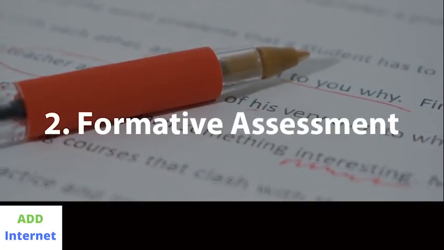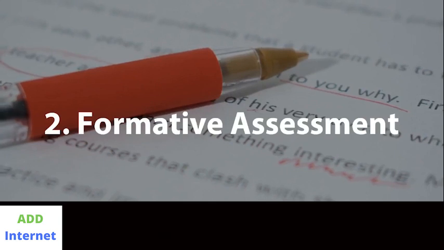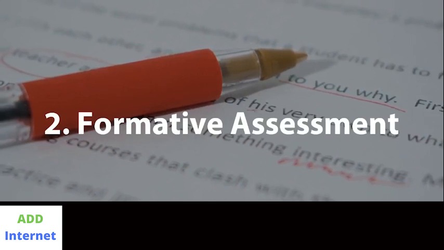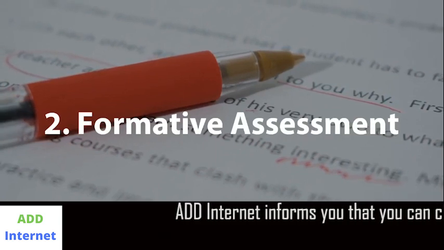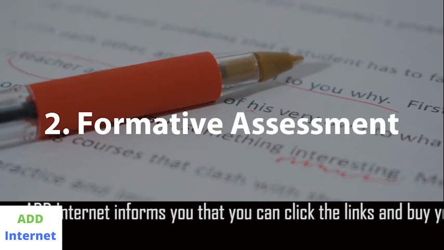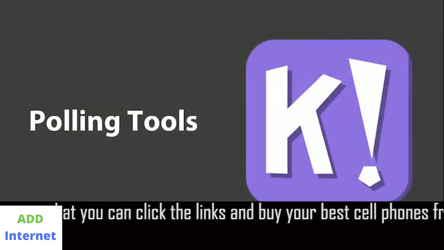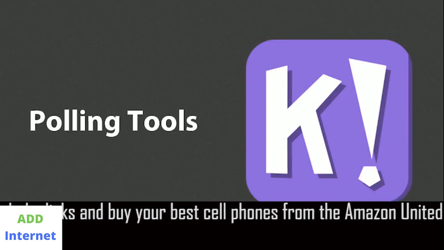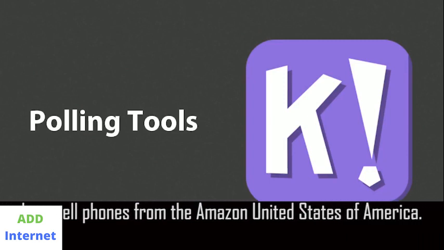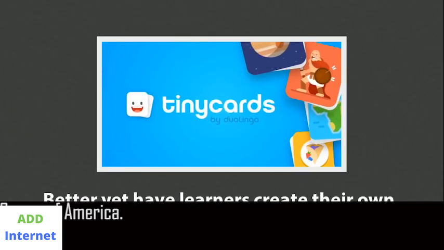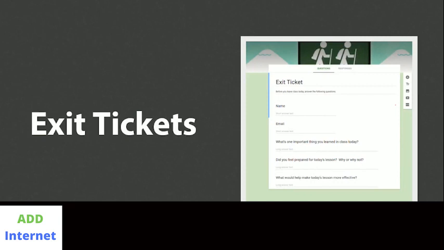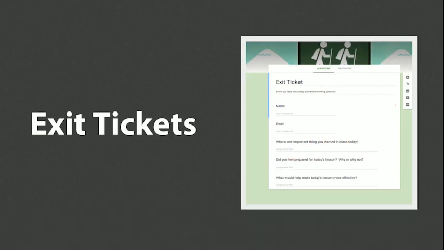Another way we can use cell phones is to really check for understanding as we're going along with our lessons. And there's so many great ways that we can do that quick check-in in a fun way, but also we get that immediate feedback that we can use to then inform our practice. Whether it's seeing what students are already familiar with, or what they've explored with polling tools like Kahoot, Quizizz, Mentimeter, or Socrative. Better yet, have students create their own activities, whether it's a Google Form or a tool like Tiny Cards.